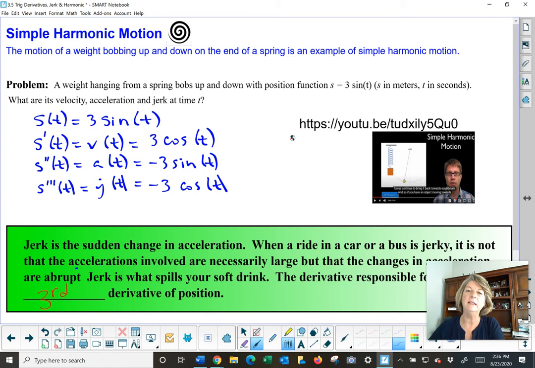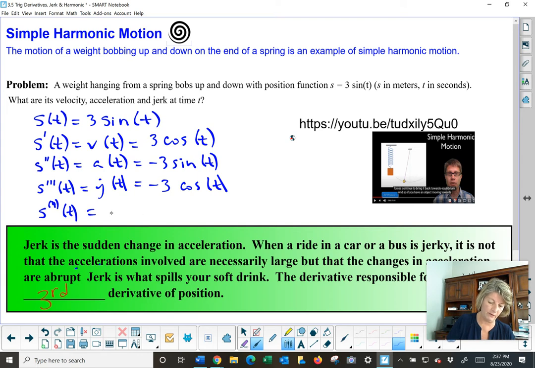Now, what would happen if I did a fourth derivative? Let's just do it. S of 4 of t. When you get past the third derivative, the tick marks get somewhat difficult to see. Sorry about that. And so we start labeling the derivatives with their number, like 4th, 5th, 6th, and you just put them in parentheses. So that's what I did there.